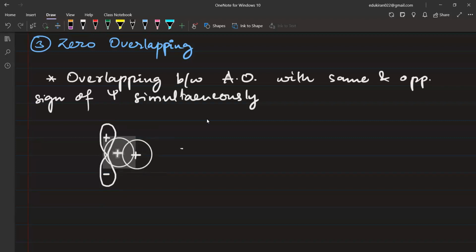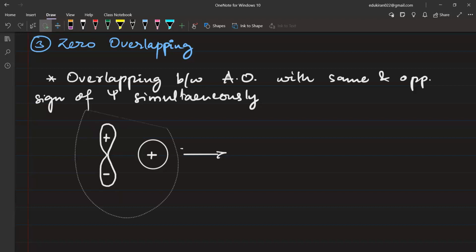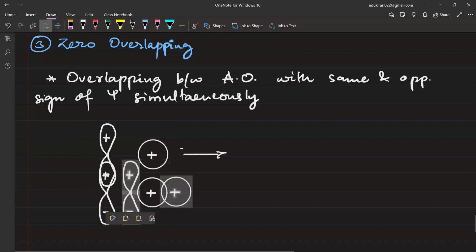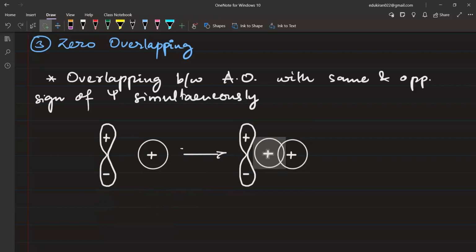Now what is happening? Can all of you see? It is overlapping with positive and negative sign simultaneously. Yes or no? Please tell me. Yes, sir. Right? So this is an example of what? Zero overlap. This is an example of zero overlap. Okay, और examples आप देख लीजिए.